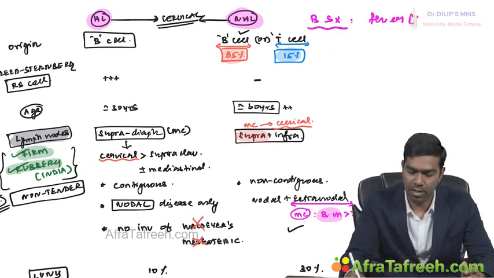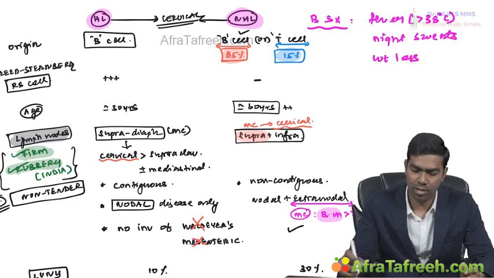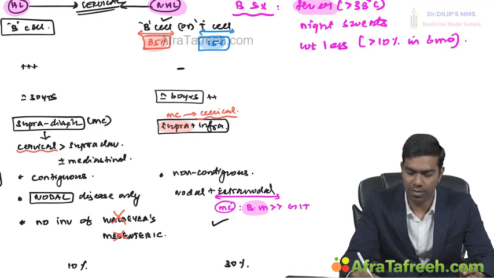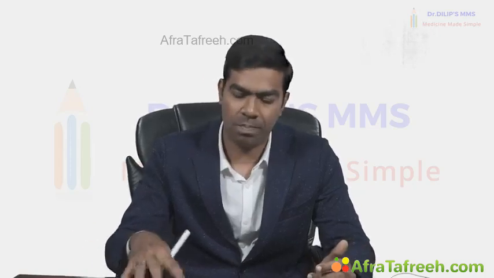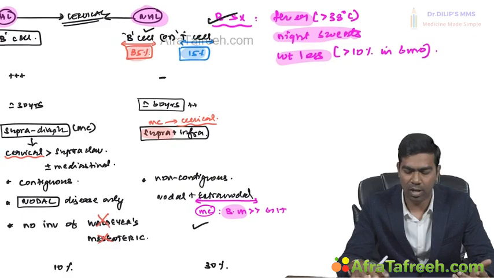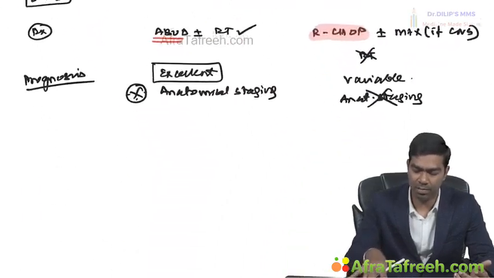B symptoms are defined as fever of more than 38 degrees Celsius. You will have night sweats, also referred to as drenching sweats, so much sweating you will have. Along with it, you might have weight loss, typically very significant, at least more than 10% of the weight lost in 6 months. So significant weight loss, fever, night sweats, all these give rise to the characteristic B symptoms in any lymphoma. It's typically described in Hodgkin lymphoma, but it depends. What are the B symptoms and what percentage of these patients might have them?